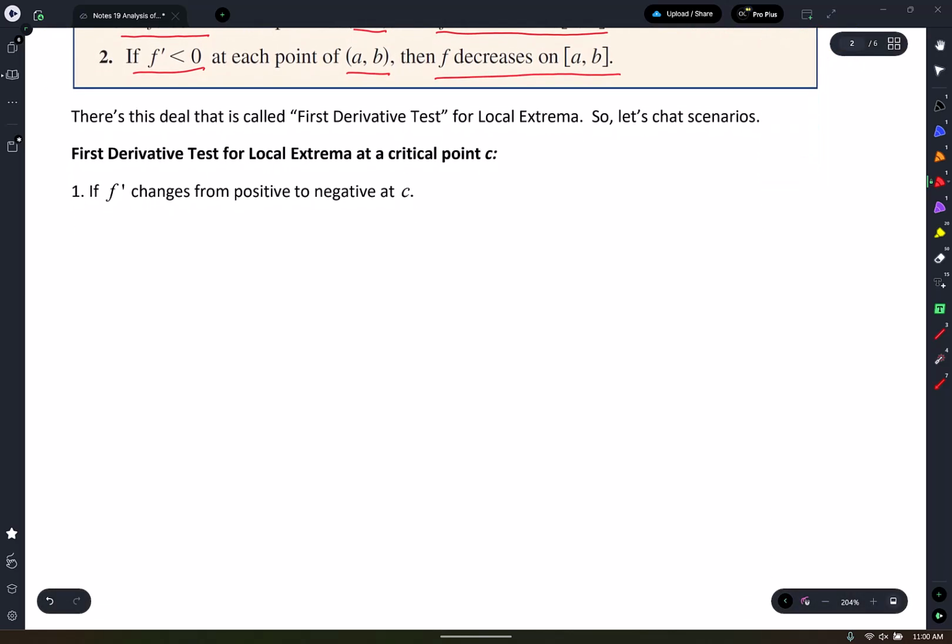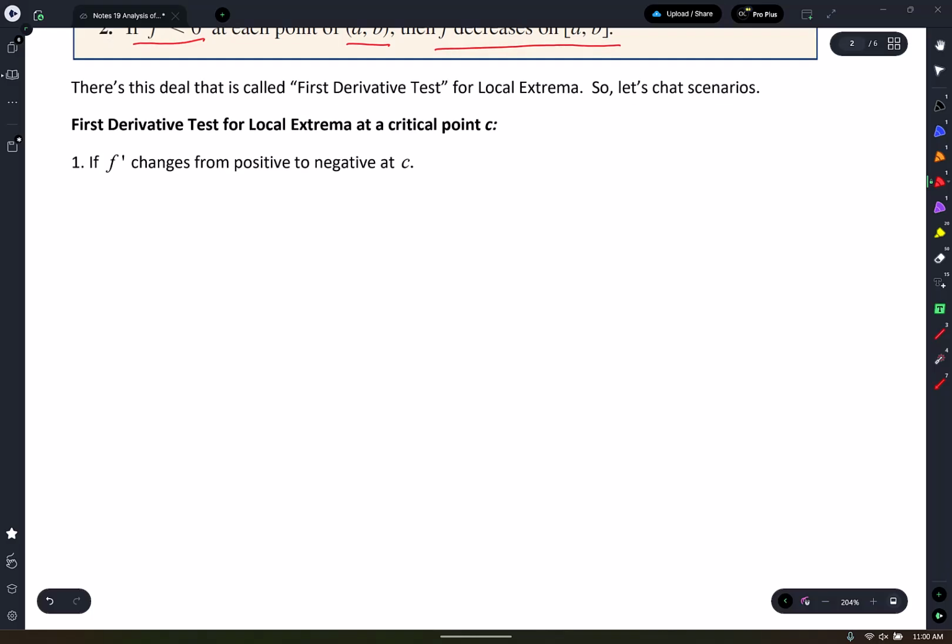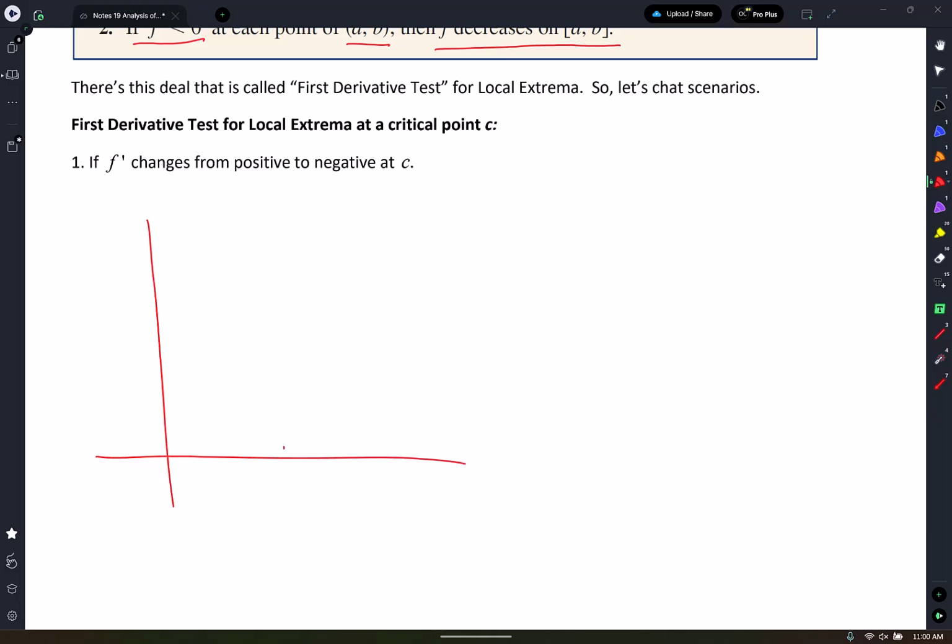All right, now we're going to draw. Are we okay so far, guys? Do we still have the energy to keep going? If f prime changes from positive to negative at c. Okay, so let's do that. I'm going to draw a little grid. I'm going to say here's c. And I'm just going to make one where f prime is 0, and I'm going to make one where f prime is undefined or does not exist. So here it is. Here's a, and here's b.